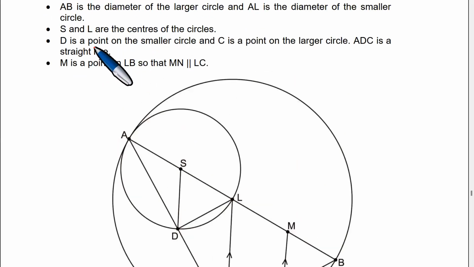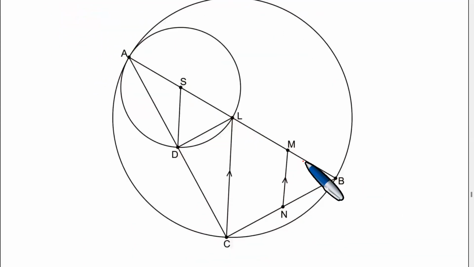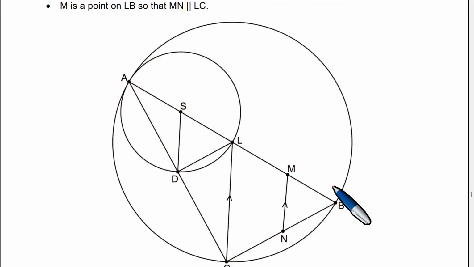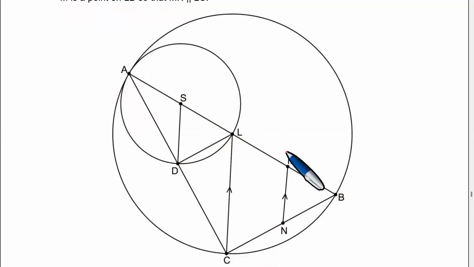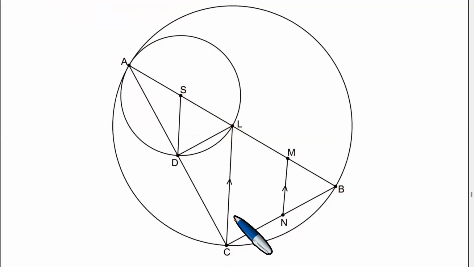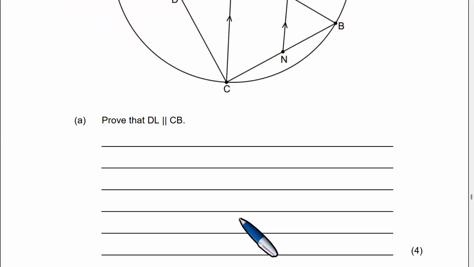M is a point on LB, so that MN is parallel to LC. These are parallel. There is something for us to prove.